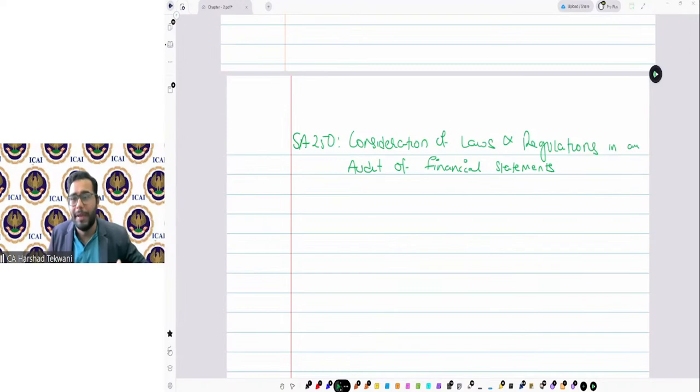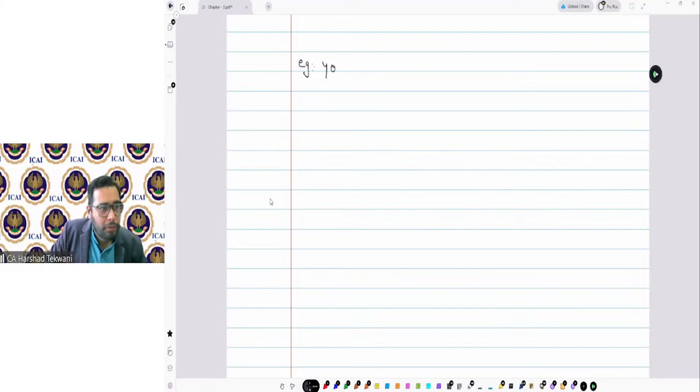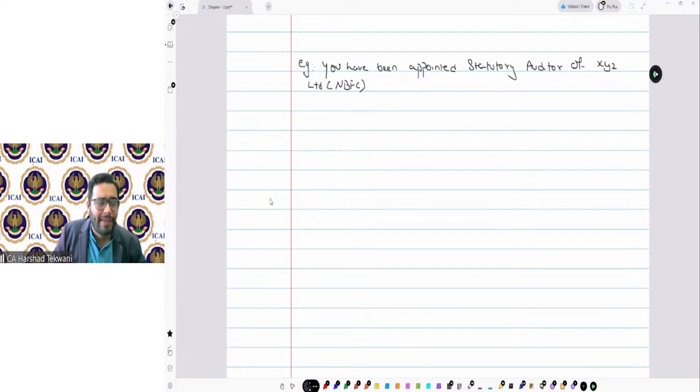Now, a hypothetical example. Today, you have been appointed statutory auditor of XYZ Limited, an NBFC. Okay, it's an NBFC. XYZ Limited, NBFC, for FY 22-23. Simple. You have been appointed statutory auditor of XYZ Limited NBFC for FY 22-23.